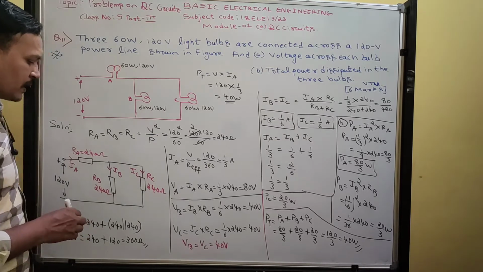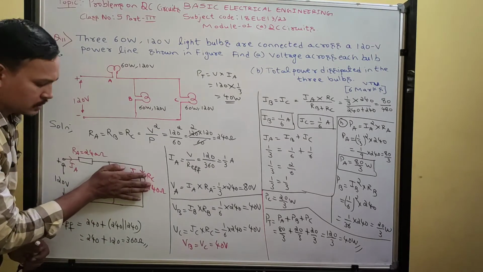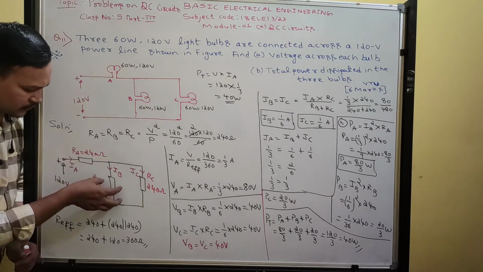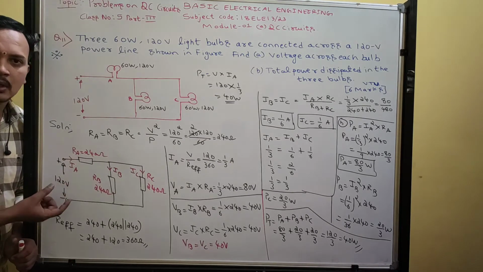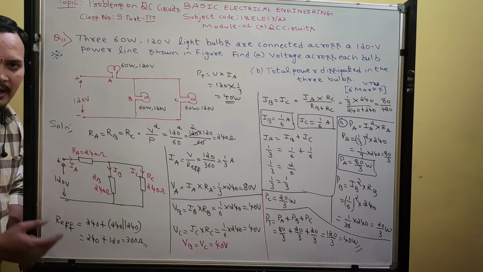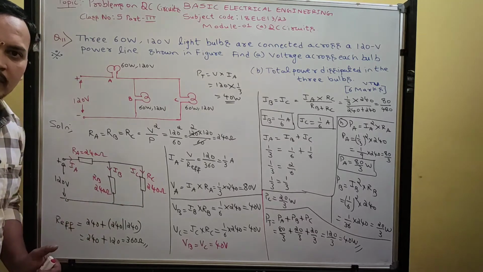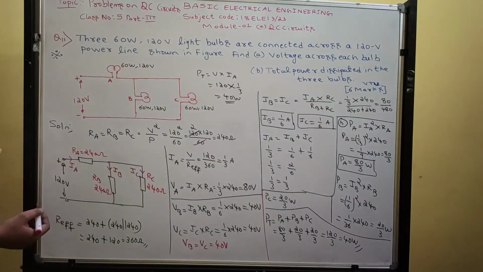Now look here. What is the voltage in the parallel combination? 40 volts. What is the voltage across bulb A? 80 volts. 80 plus 40 is 120. Got it? So that concept is also verified. Parallel voltage is the same. If the resistors are equal, equal current will flow. This problem is very important.